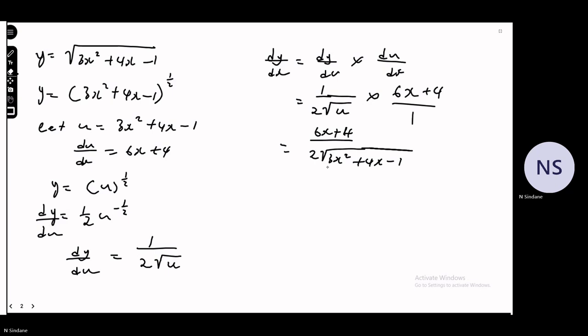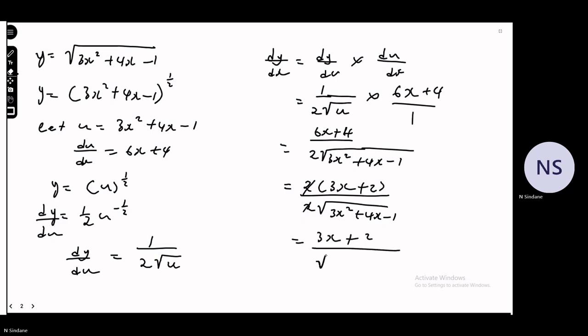And then take out a common factor of 2. On my numerator, I'll have 2 into 3x plus 2. Divide this by 2 square root 3x squared plus 4x minus 1. 2 and 2, they cancel. I'm left with 3x plus 2 over square root 3x squared plus 4x minus 1. Right? And then let's get the next question, if we have any.